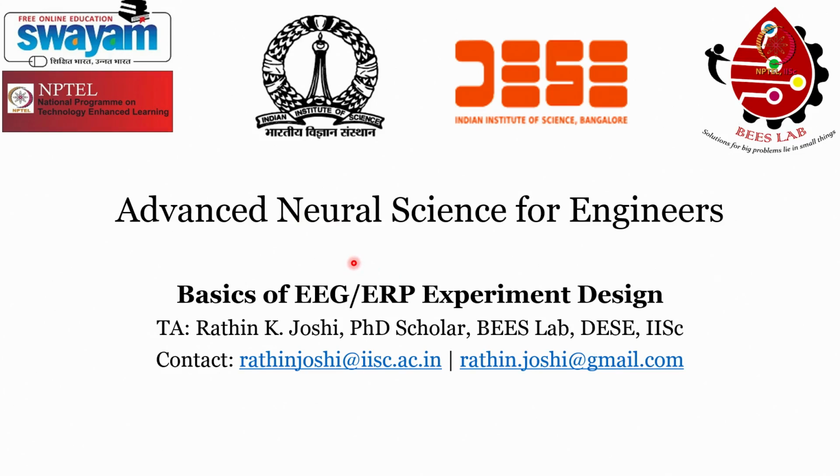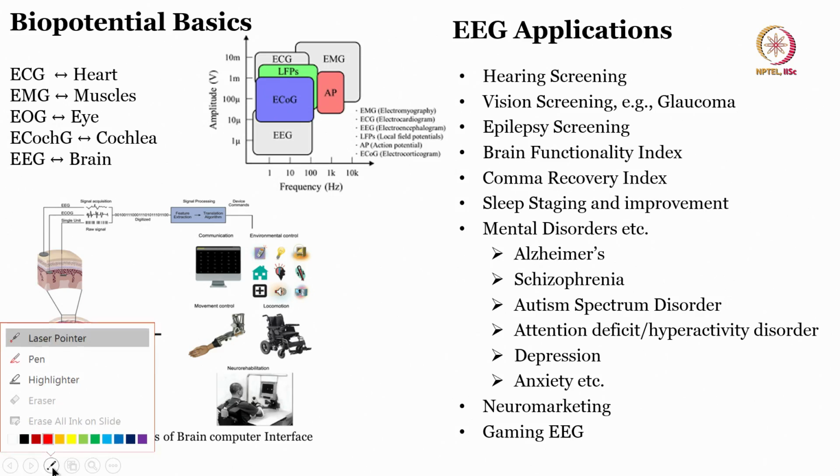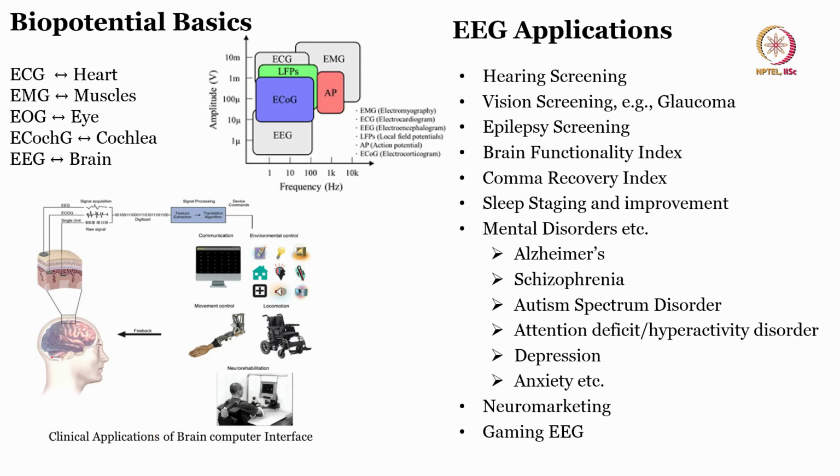So before moving to the fundamental building blocks of that, let me quickly show you what is ERP and where it can be used and all these things. So this is an overall fundamental overview of the biopotentials. As you all know, it starts with all the biopotentials like ECG, EEG, EMG, ECOG and all this.